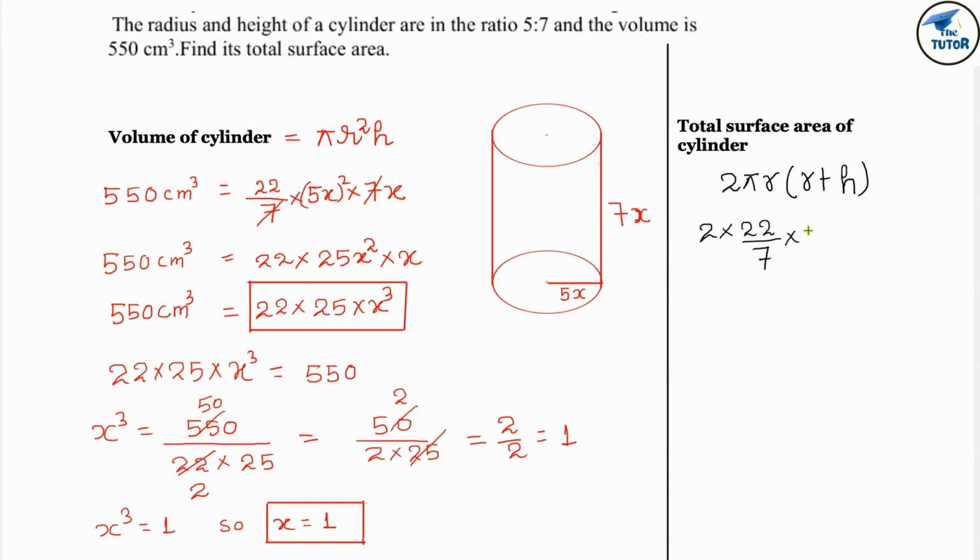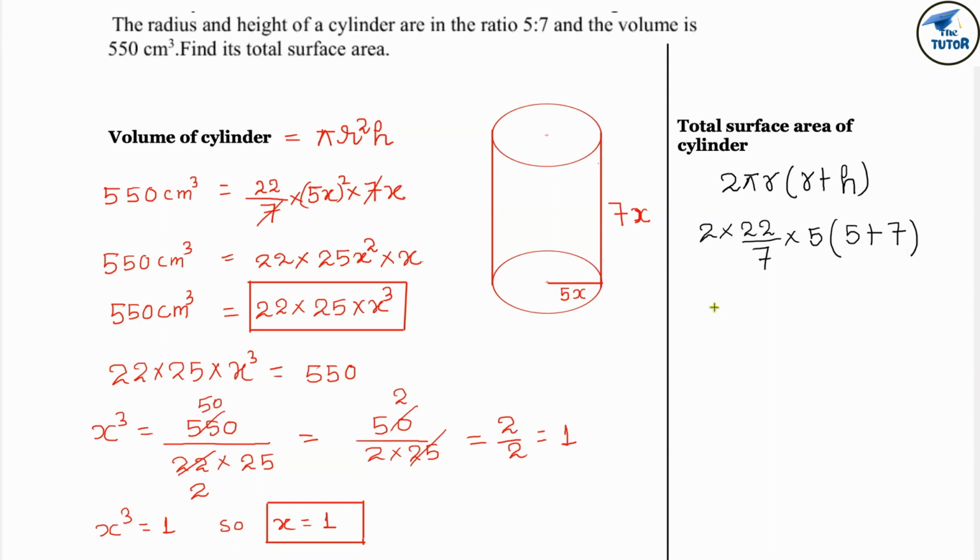What is the radius? 5x. So the radius is going to be 5 times x, which will be 5 only, because x is 1 itself. So now x doesn't matter with 5. 5 times 1 is 5. So 5 plus what is the height? Of course, that is 7 into 1, 7 again.